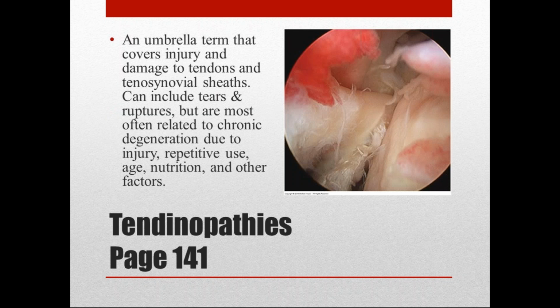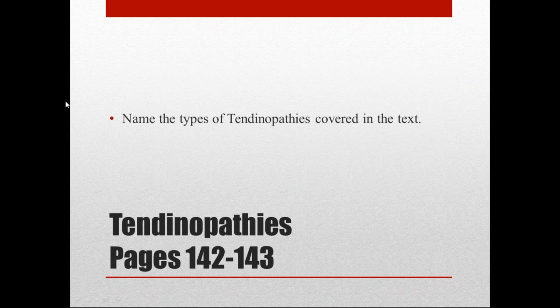Okay, tendinopathies. I like what she writes about it in here. Because there's tendinitis, there's tenosynovitis, there's tenovaginitis, there's all these different types of tendinitis. And it all comes down to they're actually tendinopathies. So it's just damage to the tendon or the tenosynovial sheath, tears, ruptures, but most problems with tendons are all about RSIs, repetitive strain injuries. Aging, of course, nutrition, and other factors. So you can see here where you're getting all these little tears in a tendon.